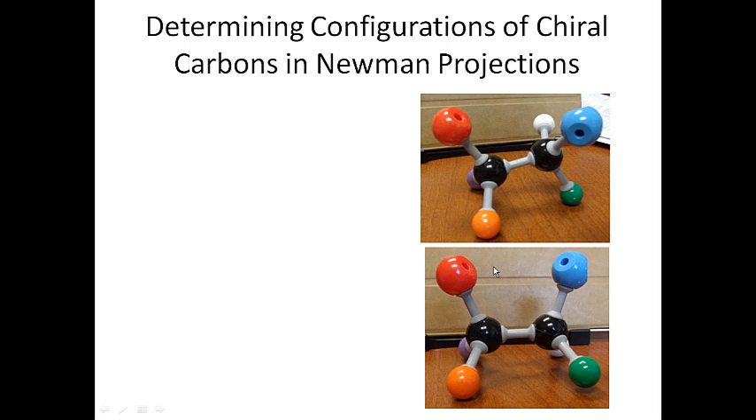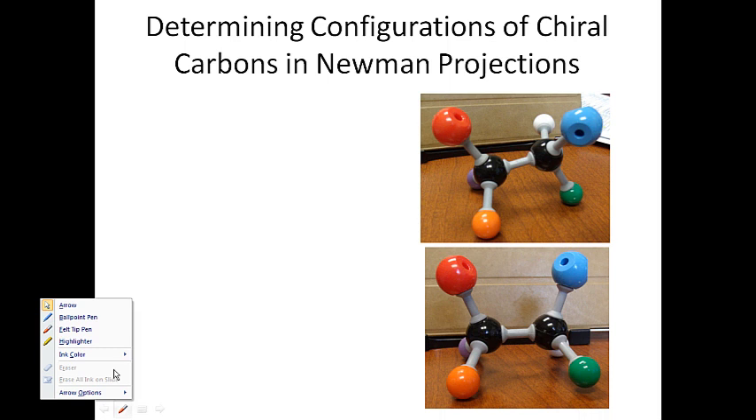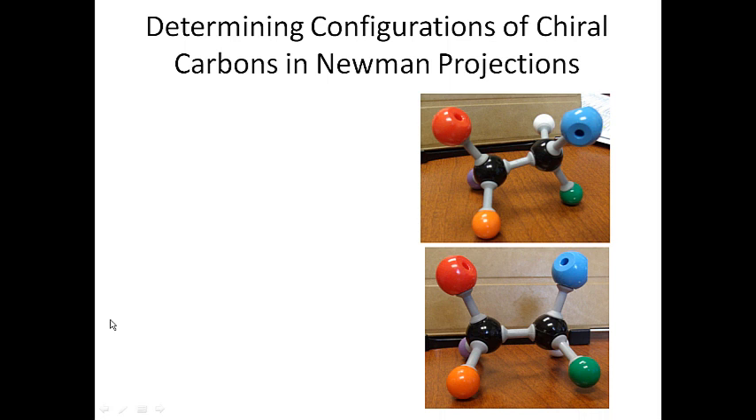Okay, the next topic that we have to look at is how to determine configurations of chiral carbons when they're in Newman projections. And usually when they're in Newman projections, we have to convert them into a tetrahedral form where we've got bold and dashed wedges. Before we do that, let's look at some models here and try and convert the pictures of the molecules in the model into what we would see if we were to write tetrahedral representations of each of these two chiral carbons.